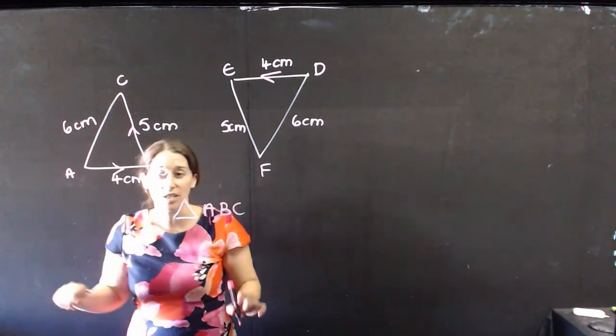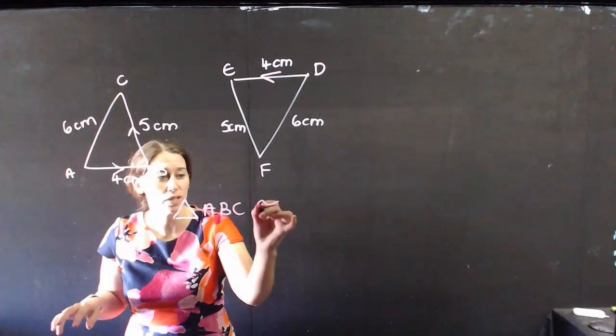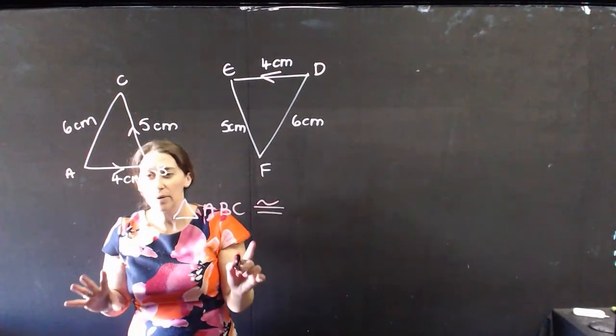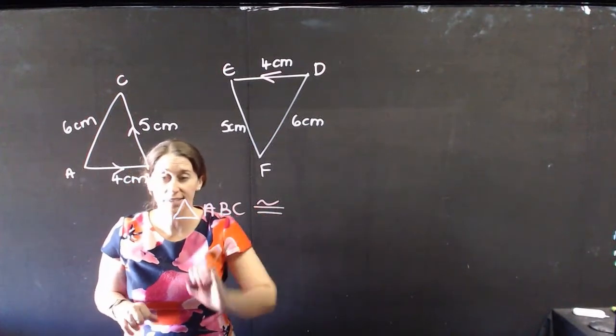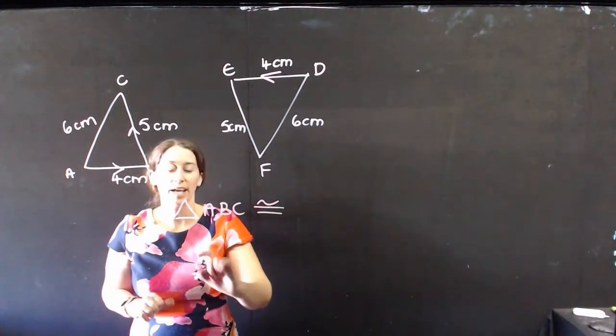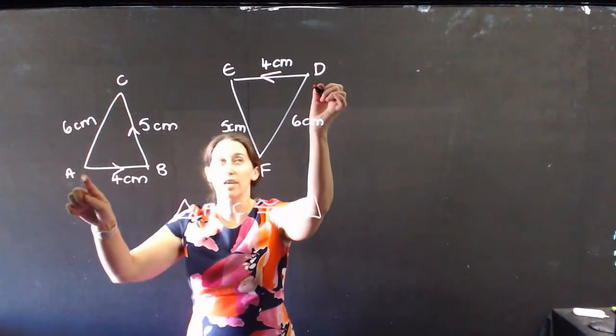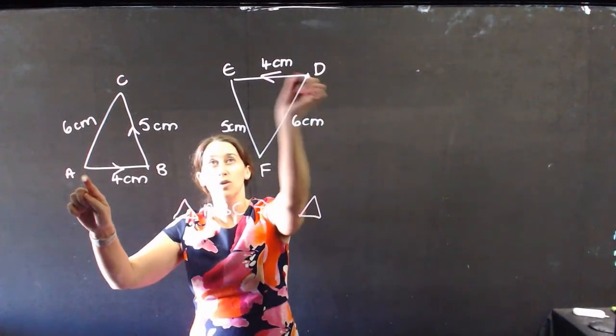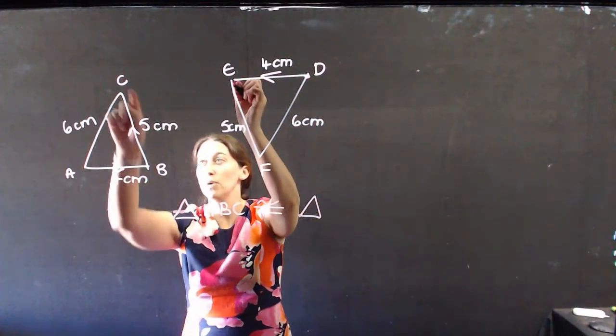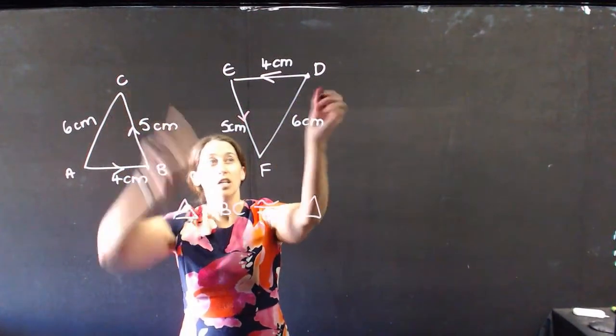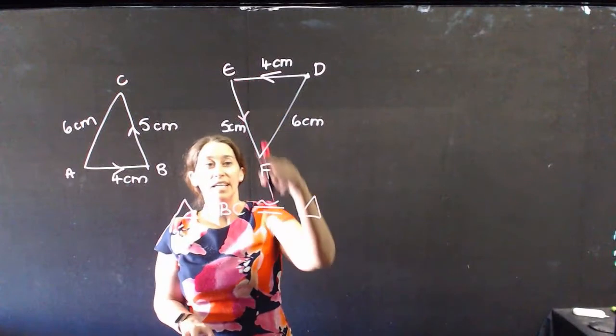Now, the symbol that this textbook you use in Year 9 uses for congruent is a wiggly line with 2 equal signs. However, some textbooks use just 3 lines together. So triangle ABC is congruent to. Now, I've got to go along in the same direction. So we start at this corner, we go along to this one, and then we go up the 5 centimeter line. So this triangle would be DEF.